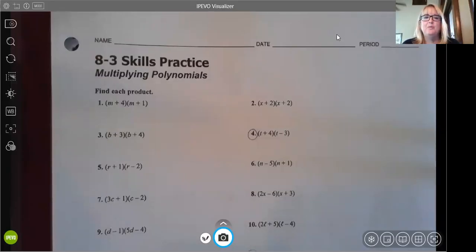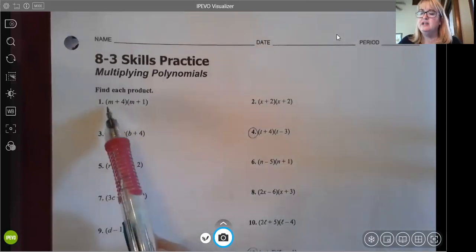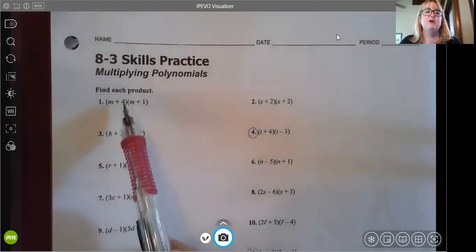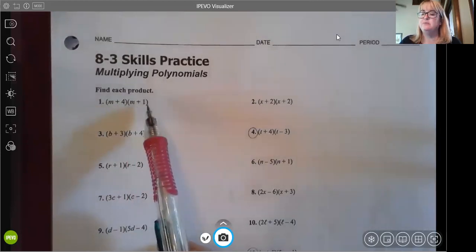Hi students, we are looking at lesson 8.3, multiplying polynomials. And I looked at your skills practice sheet, and numbers 1 through 18 are all multiplying binomials. And a binomial has two terms. So if you would look at this one, m plus 4, and then we've got m plus 1.